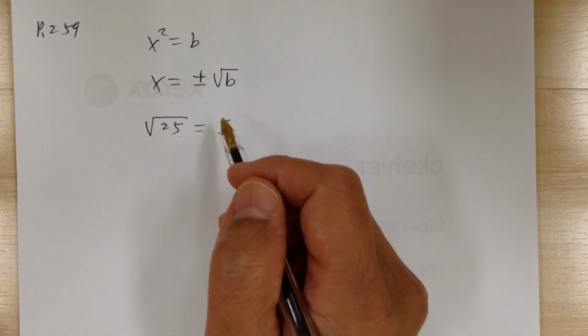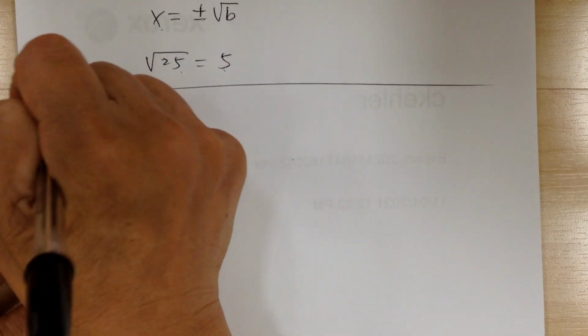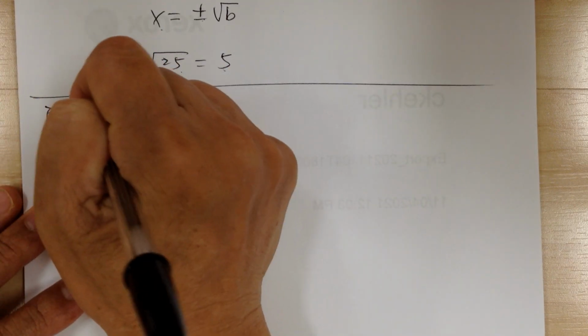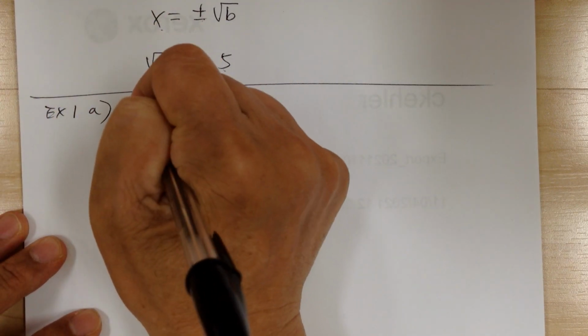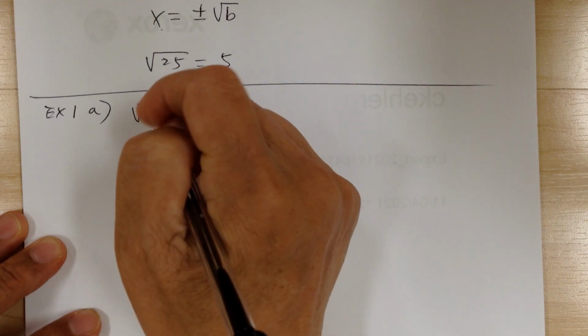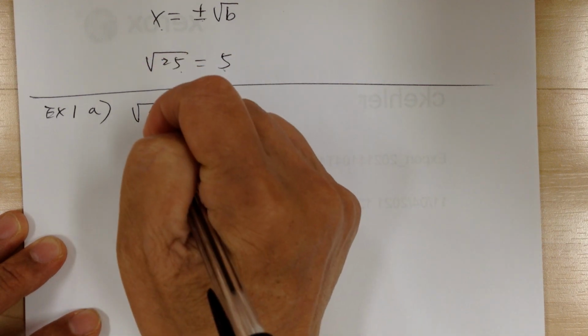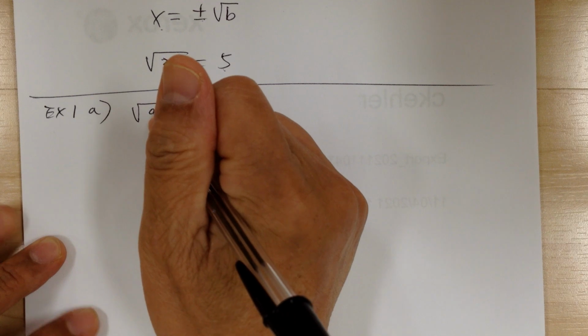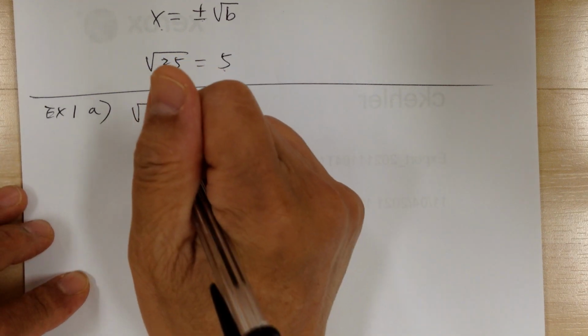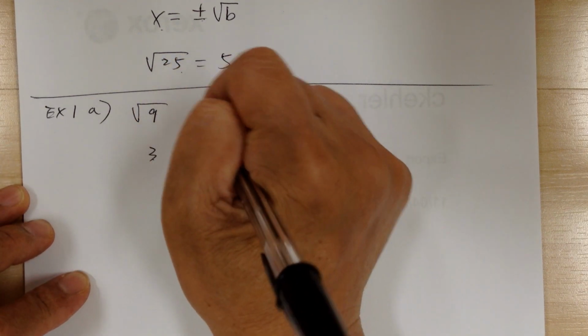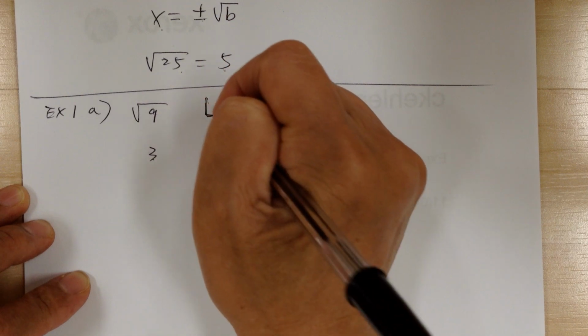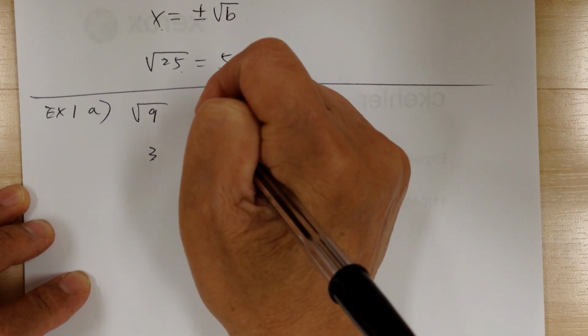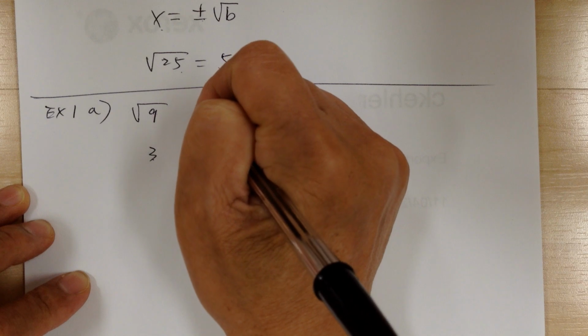Okay, so let's go over example 1. Example 1a, you got square root of 9. And so square root of 9 equal to 3, because 3 squared equal to 9. Now another way to simplify the square root is you break it down into prime numbers. So 9, you break it down into 3 times 3.